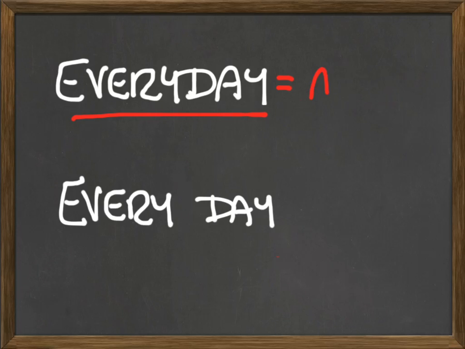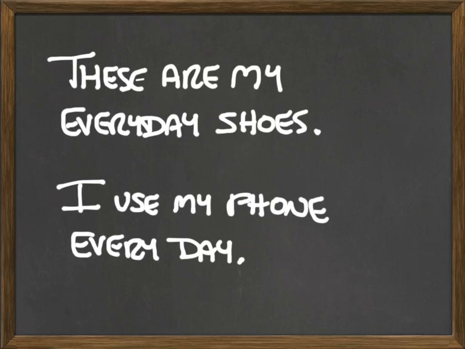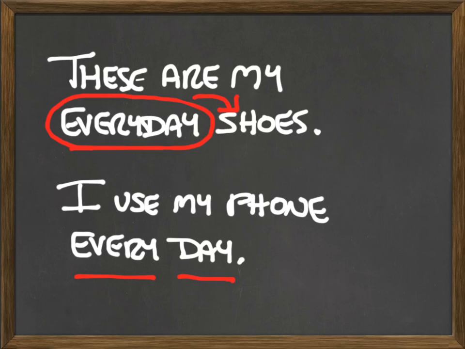Everyday, written as one word, is an adjective. Every day, written as two words, is talking about time. If I say, these are my everyday shoes, in this case, everyday is an adjective that modifies shoes, therefore everyday must be written as one word. If I say, I use my phone every day, here I'm using every day to indicate a time frame. Therefore, it has to be written as two words.